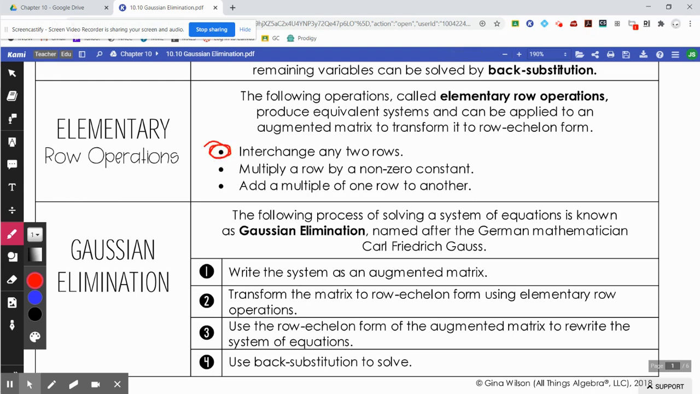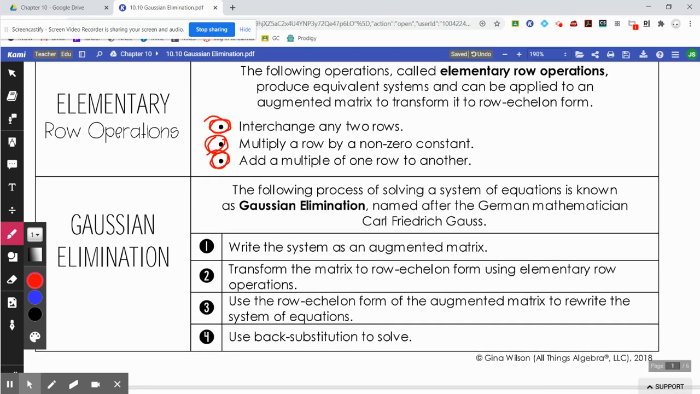Operation number 1, you can flip any 2 rows. You can exchange 2 rows. Operation number 2, you can multiply a row by a non-zero constant. So if you have a 1/8 and you need a 1, you can multiply by 8. You can multiply any row by any number you want as long as it's not 0. And then the third and last, the one that we're going to use the most, we can add a multiple of one row to another row. And that's going to change the row that we add it to.